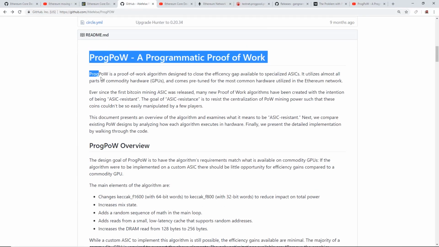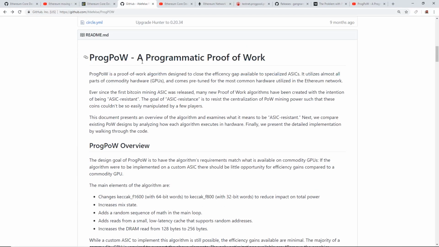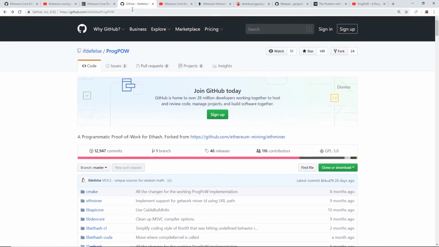A little intro here to ProgPoW. If you guys don't know, it's meaning Prog POW, a pragmatic proof-of-work algorithm designed to close the efficiency gap available to specialized ASICs. It utilizes almost all parts of commodity hardware, aka GPUs, and comes pre-tuned for most of the hardware utilized in the Ethereum network. I'll have this link below. You guys can check it out.